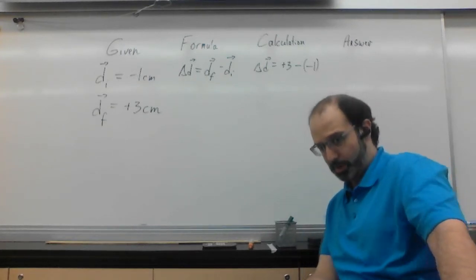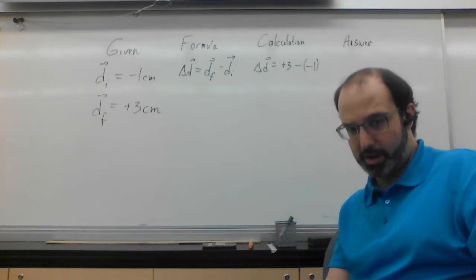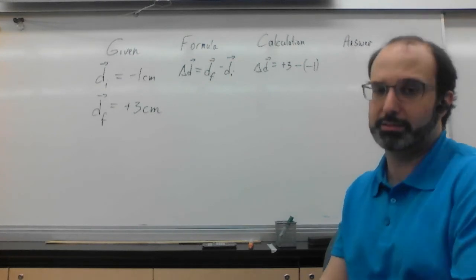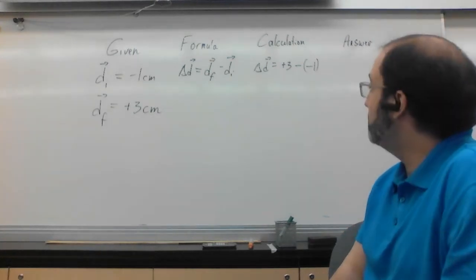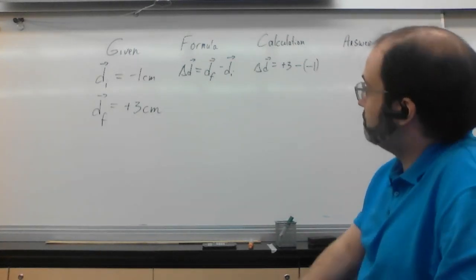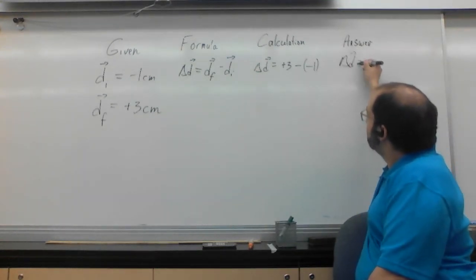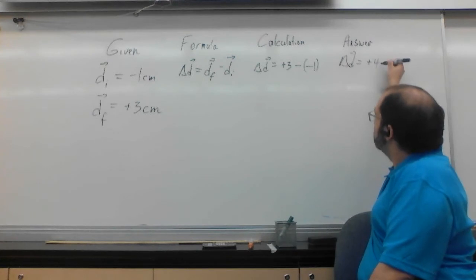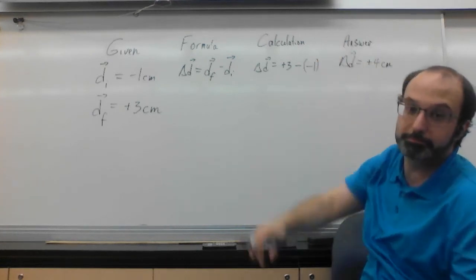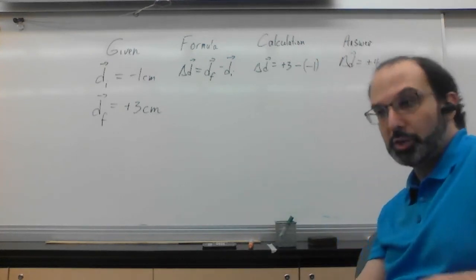Now hopefully you guys remember how it works. If I'm going to subtract a negative number, it's basically the same as if I added them. So I look at this, I do the calculation, and I get a final answer of +4 centimeters. There you go.